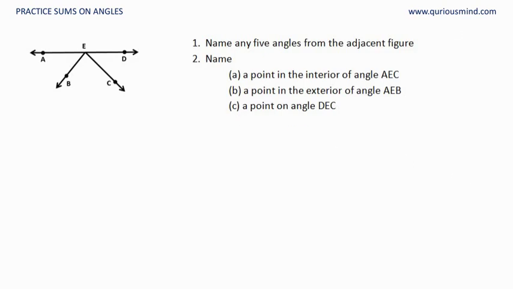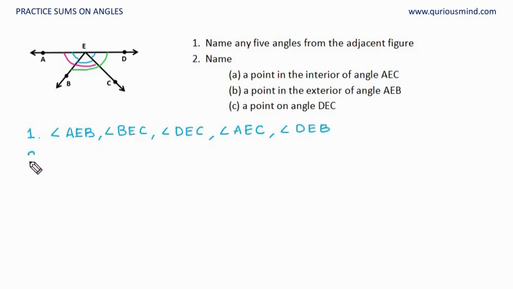So let's look at the angles. So this is one angle, this is another angle, and this is third angle. I can see directly these 3 angles. In addition, I can have this as one more angle, and I can have this as the 5th angle. So I can write these angles. So these are the 5 angles in the figure.